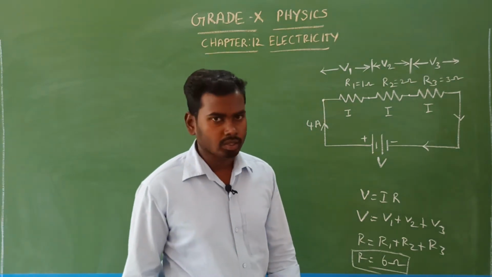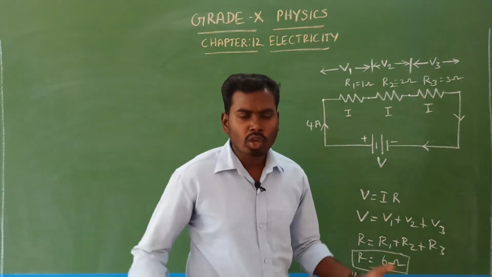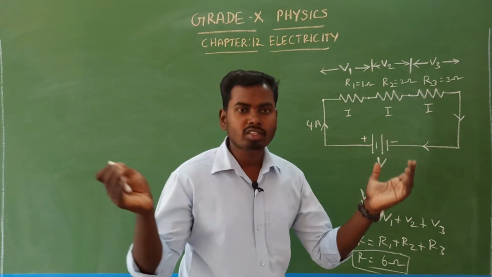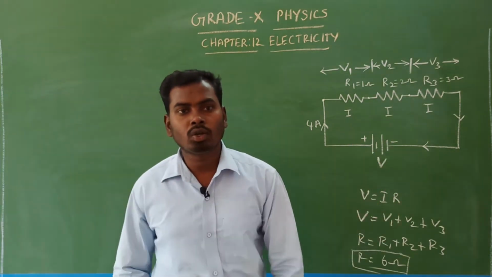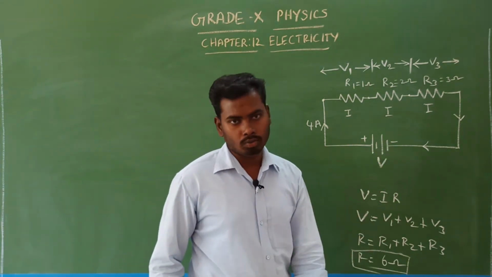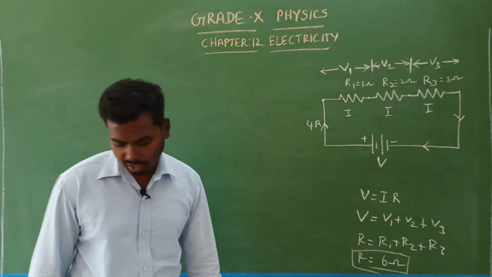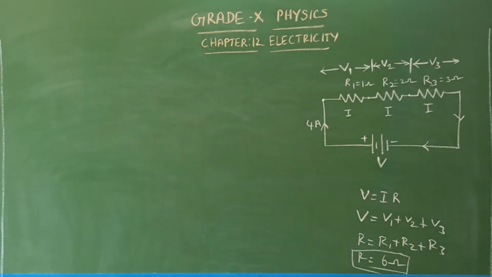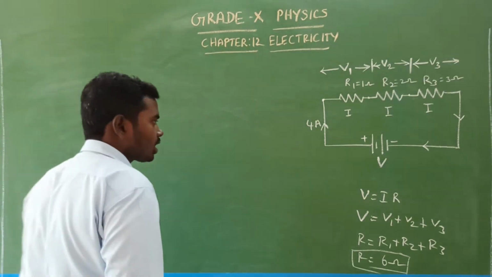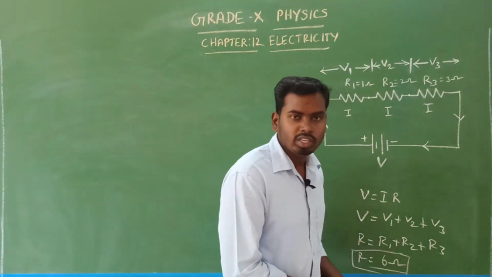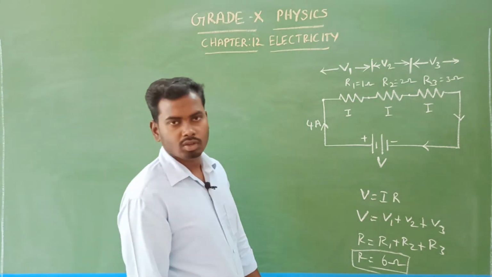Is it clear? So whatever resistances are connected in series, you just add all the resistance values, and that will be equal to the total resistance value. This is a very easy one. Please don't panic, please try to understand my concept, what I am telling here. That's all about series combination.